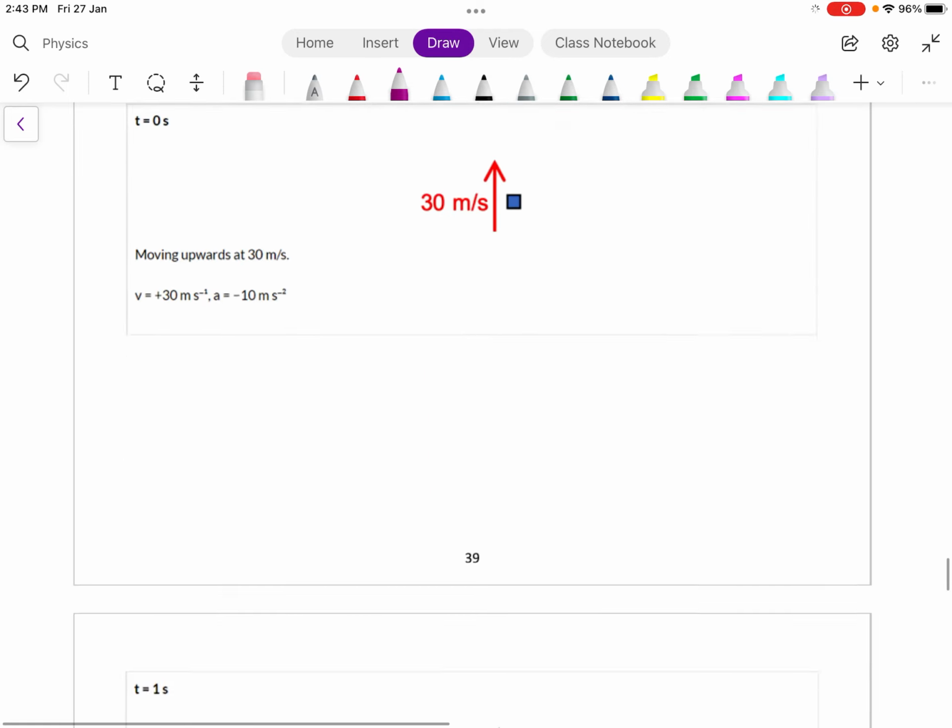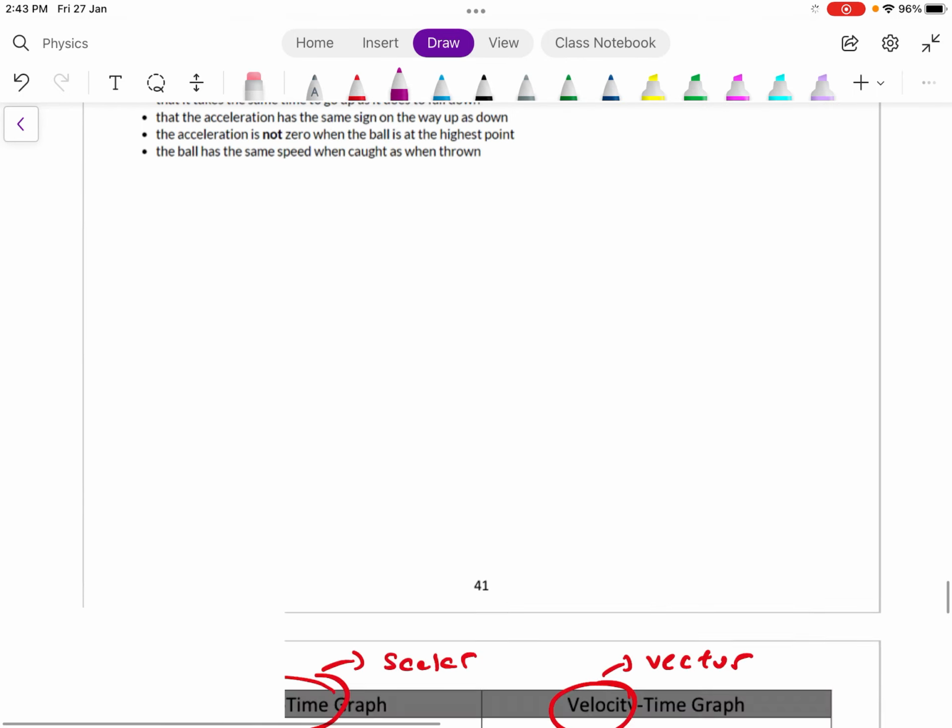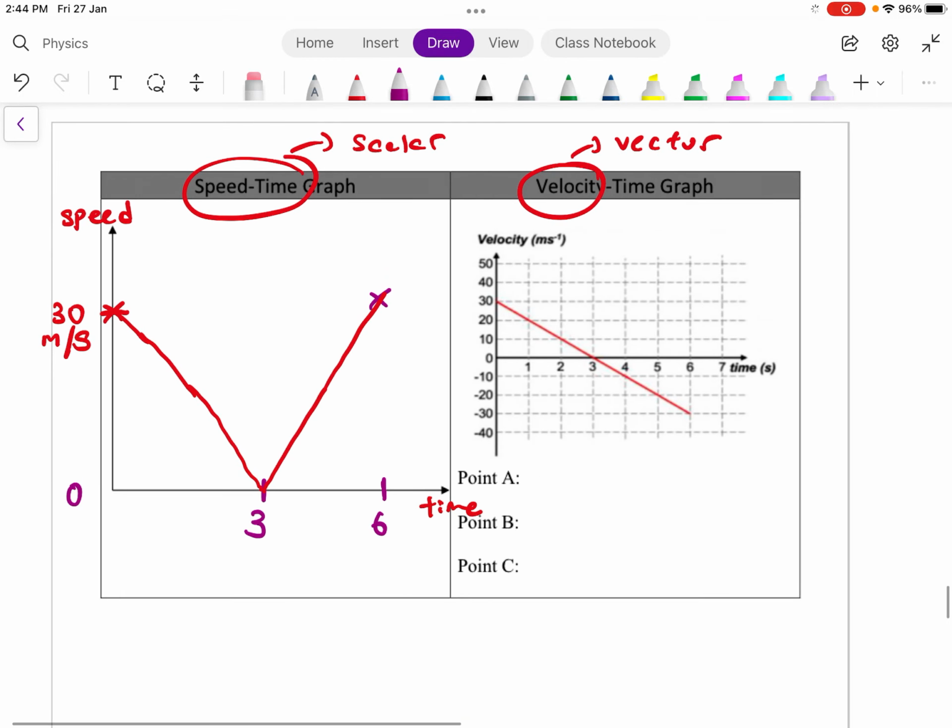So let me just bring attention to page 42 of the notes. For this, how do I sketch the speed-time graph of this motion? For velocity, we know it's a vector. For speed, we know it's a scalar. For a scalar, there shouldn't be any negative region of the graph. So everything must be in the positive region.